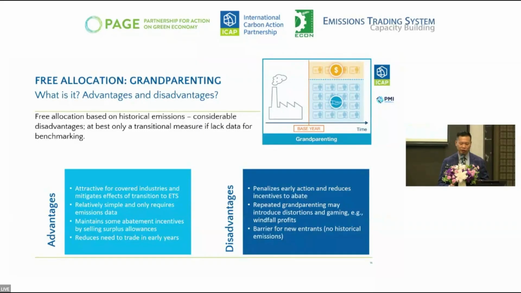to use free allocation. One is grandfathering. It basically allocates the allowance based on the historical emission. How much you emitted in the past, how much you will get now. Of course, there's maybe some reduction, but yeah, you compare to your historical data. You don't need to compare with other companies. You don't need to compare with other sectors. You only compare to yourself. So that's easy to implement.